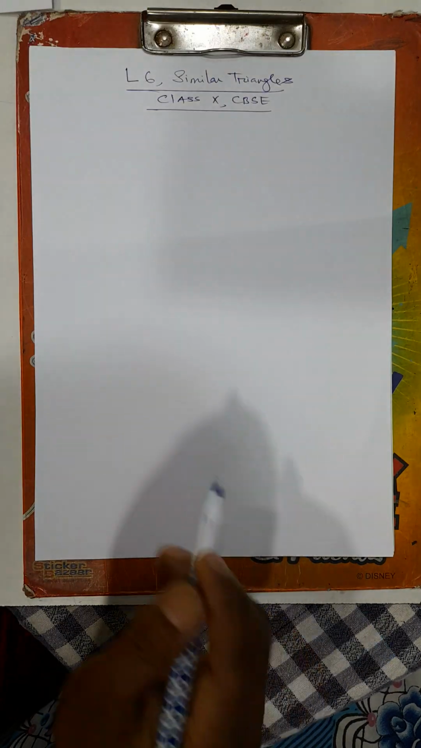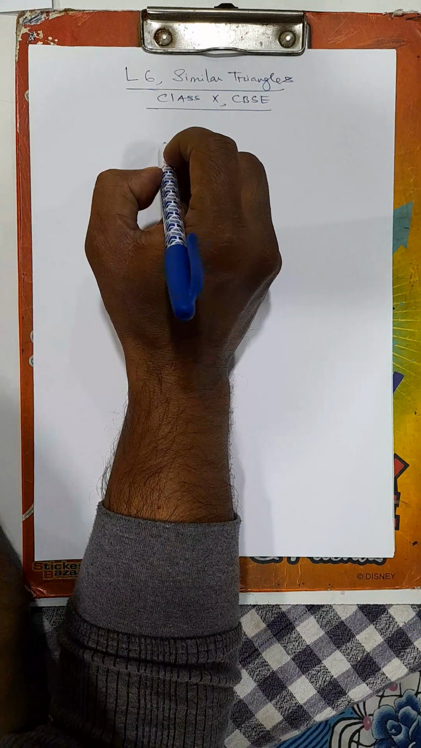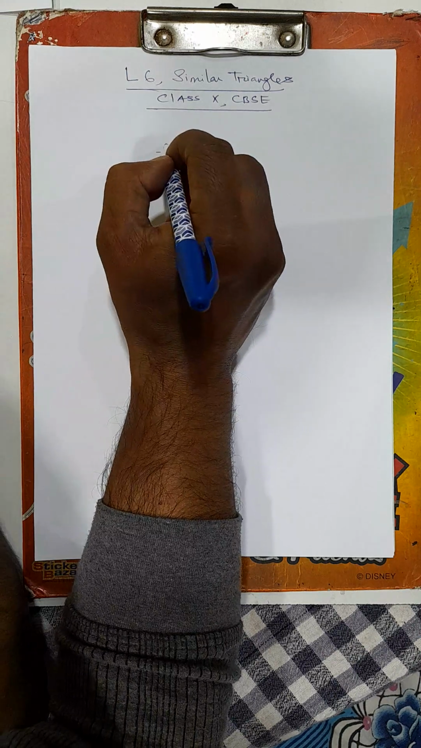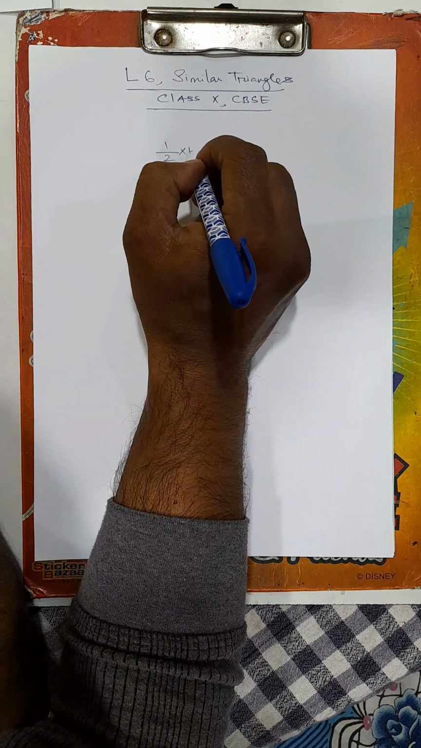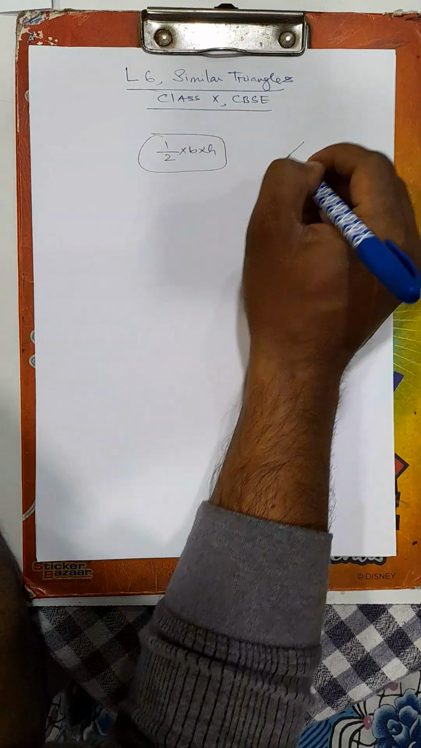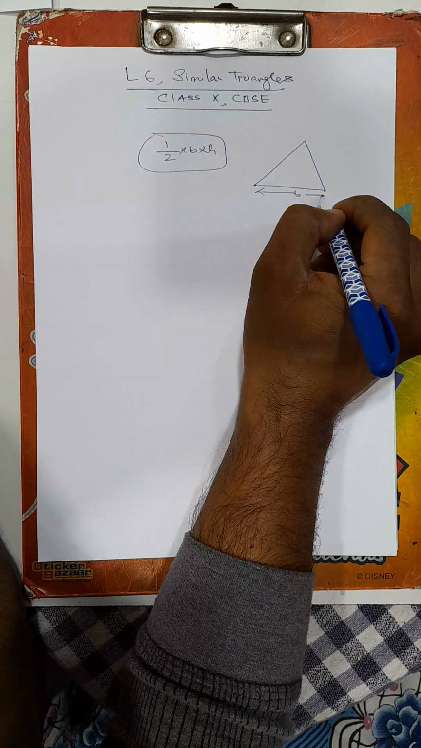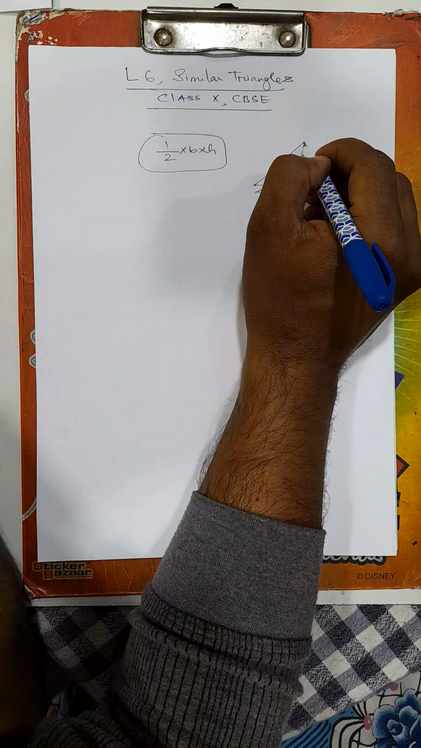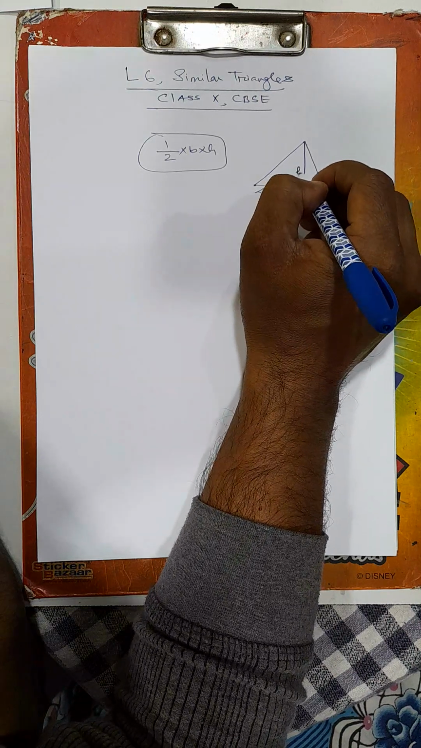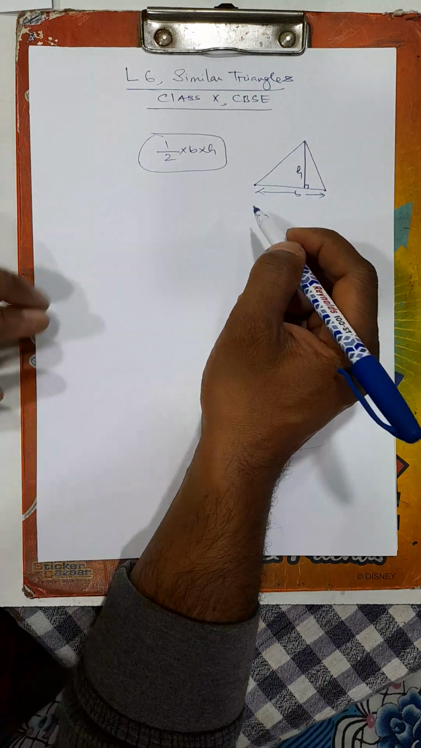So before discussing proportionality theorem, we discuss basic properties of area of triangle. Let us find the area of triangle is half of base into height. You remember this theorem? Area of triangle. This is suppose base, and let us make perpendicular from the opposite vertex. This is height. So area of triangle equal to half of base into height.